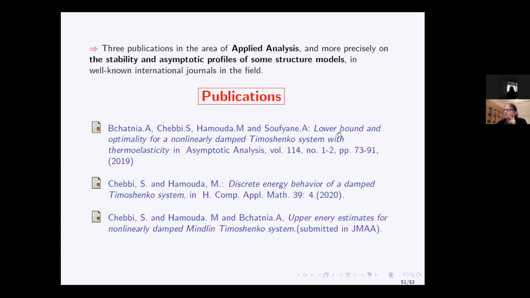And those results gave us three publications. The first one is with Professor Ahmed Bchatnia and Makram Hamouda, and also with Abdelaziz Soufyane. The second one was with me and my Professor Ahmed Bchatnia. And the final one is with me and Professor Ahmed Bchatnia and Professor Makram Hamouda.